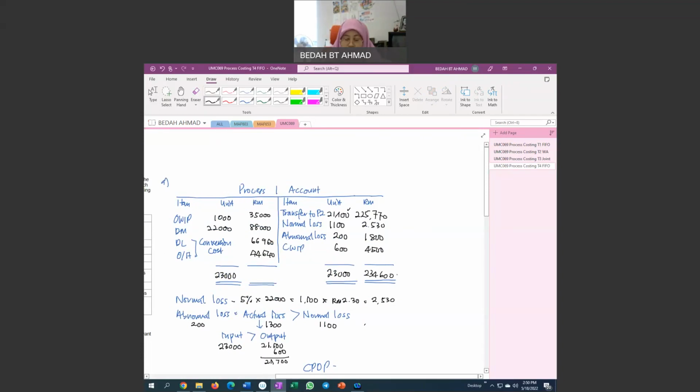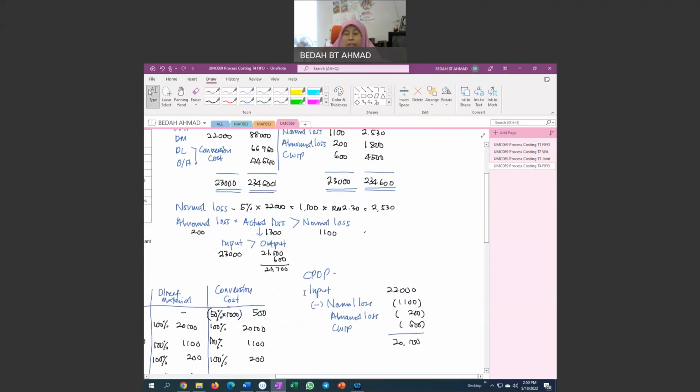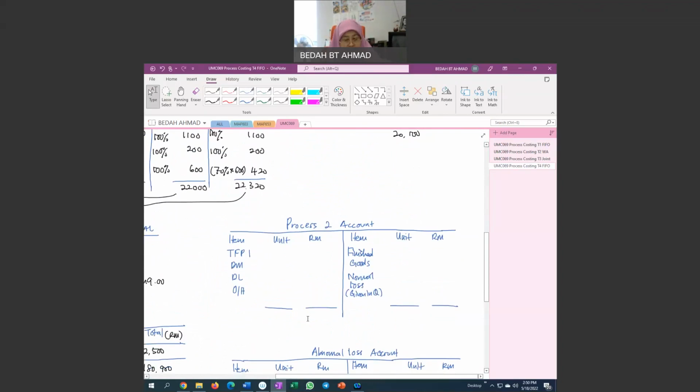234,600. So automatically it must be balanced with the debit side, 35,000 plus 88,000, plus 66,960 direct labor and plus 44,640 for the overhead. So it is automatically balanced at 234,600. Okay, so we have already completed our account.